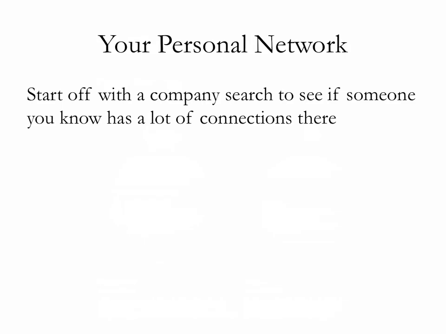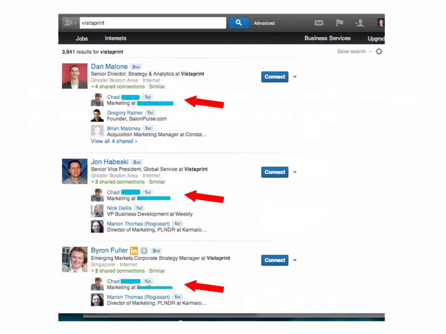Again, I go back to LinkedIn and I start off with a company search. And what I look for here is specifically whether somebody I know has a lot of connections to that company on LinkedIn. Here's an example of what that looks like. So I searched the company Vistaprint, and if you see in the top little thumbnail there under Dan, John, and Byron, my friend Chad comes up. Now, that signals to me that for whatever reason, Chad has a relationship with Vistaprint.